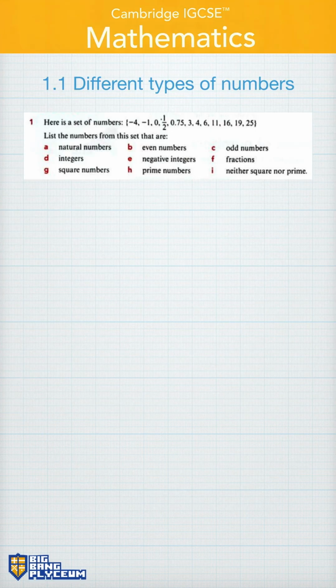Today we're going to talk about chapter 1.1, different types of numbers. And here comes practice number 1. Here is a set of numbers as shown in the brackets. Let's try to list the numbers from this set that are these following types of numbers.